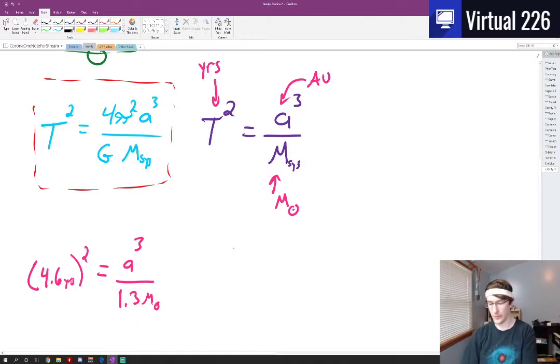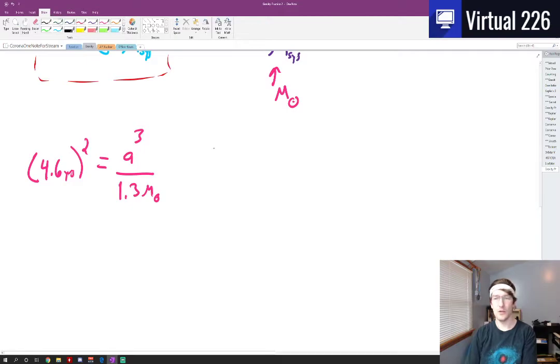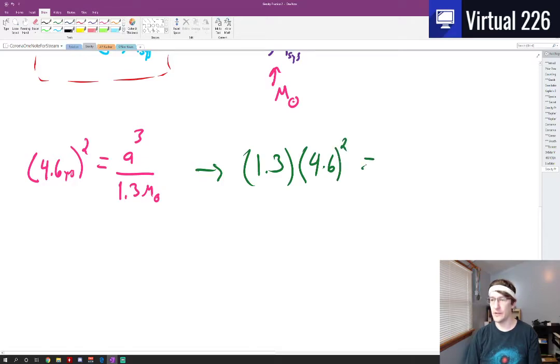Let's multiply the 1.3 to the other side. So this becomes 1.3, and I'm going to start omitting units because the units kind of get weird, but we know they're going to work out in the end, times 4.6 squared, that equals a cubed. And if we want to get rid of this cube up here, we need to take the cube root of each side. And I think the easiest way of writing out a cube root is to take something to that 1/3 power. Because when I take each side to the 1/3 power, well, 3 over 3 is just 1, so I can kind of omit that. So that just gives me a. And then now that's the 1/3 power on the other side.